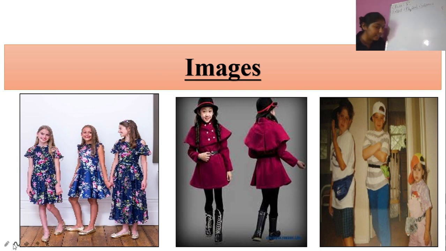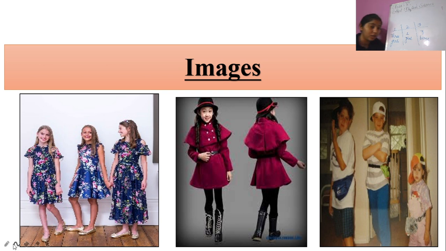How many girls are there in the first image? Let's talk about how many people are there in the first. Yes, 3 girls, right? And what about the second? The same girl is there, right? And she is showing some clothes, right? So one girl is there and she is showing her clothes. And in the third image, we can see 3 boys, right, students?